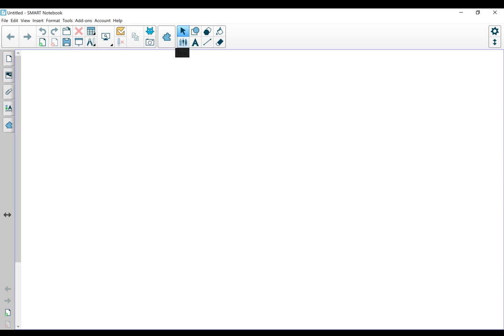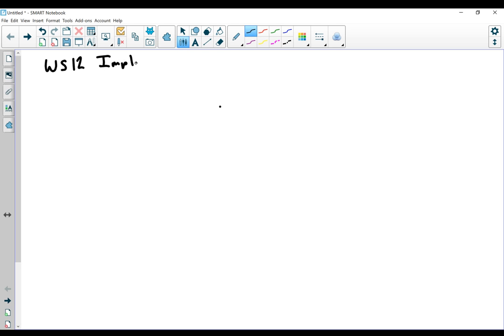This is hints and tips for worksheet number 12, implicit differentiation. That says implicit diff. All right, so what I'm going to do is give hints for the odd problems.